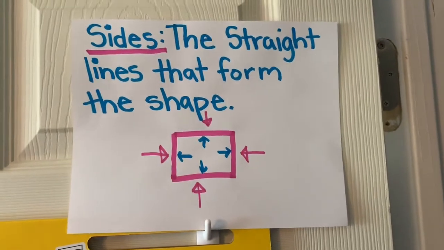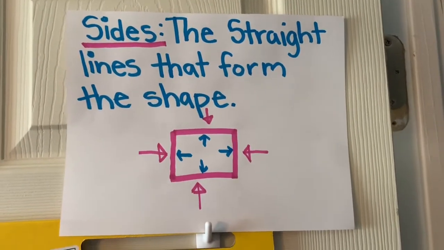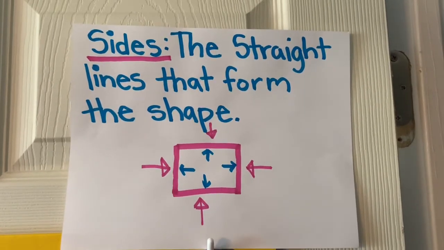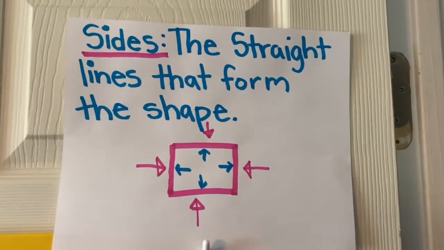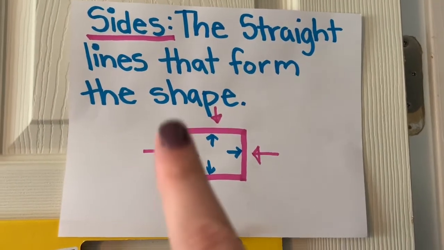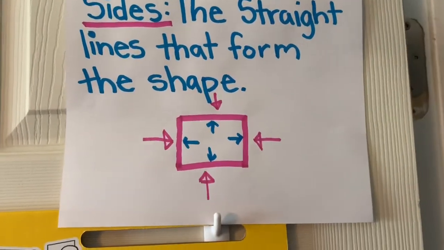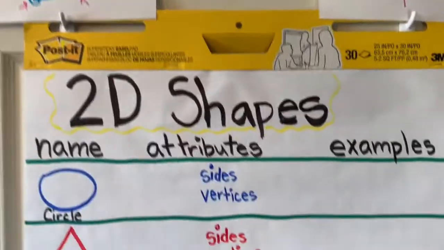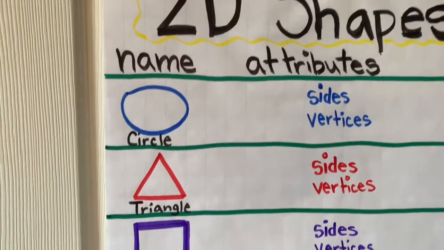The second word we're going to be looking at is sides. The sides of the shape are the straight lines that form the shape. So like in this picture, we have 1 line, 2 lines, 3 lines, 4. We have 4 lines that make up this shape. Those are going to be the things we're looking at in our different shapes today.